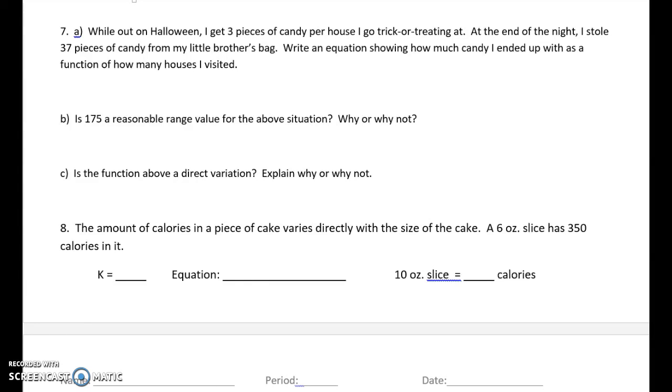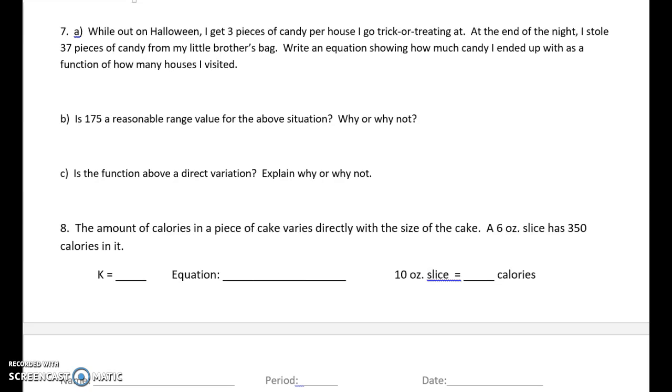Okay, back to Unit 3 test review. Number 7, we have somebody who's trick-or-treating. Who's going trick-or-treating? Me. While I am out at Halloween, I get 3 pieces of candy per house that I go trick-or-treating at. At the end of the night, I stole 37 pieces of candy from my little brother's bag. Write an equation showing how much candy I ended up with as a function of how many houses I visited.